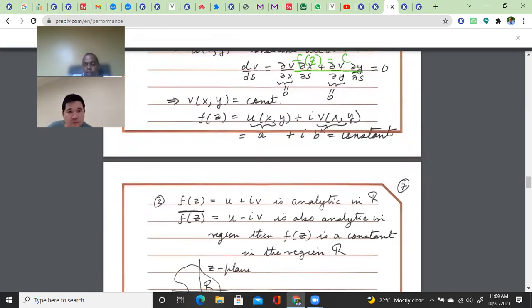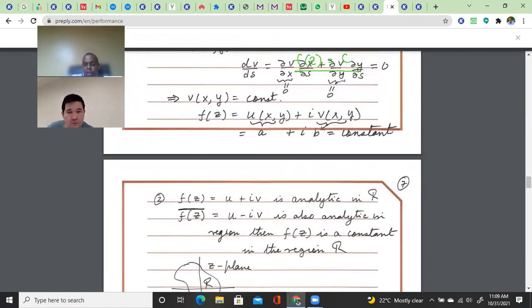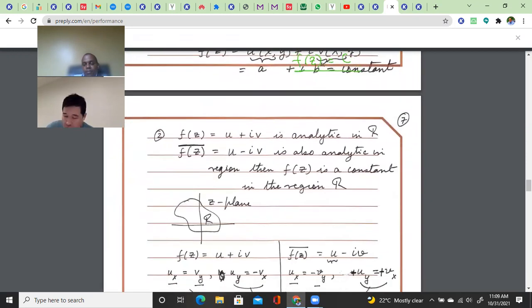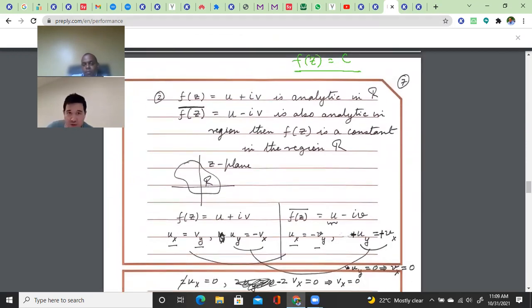And then the second result: if a function u plus iv is analytic, then its conjugate will also be analytic. Let me make a note for myself. Analytic in R, and the conjugate of this function will also be analytic in the region.